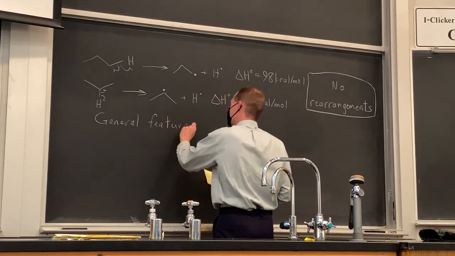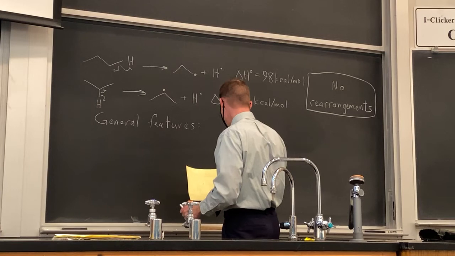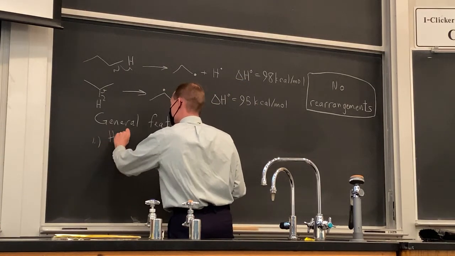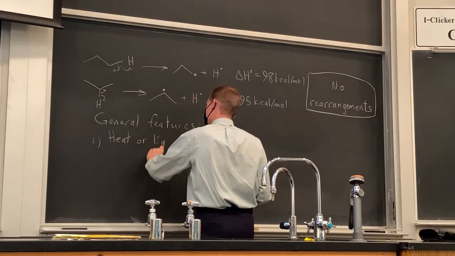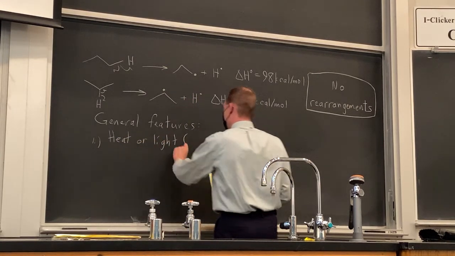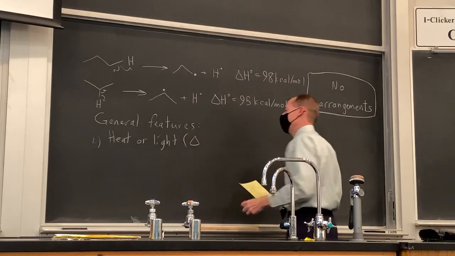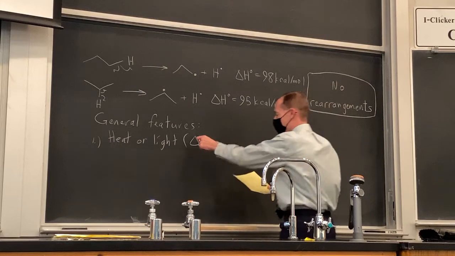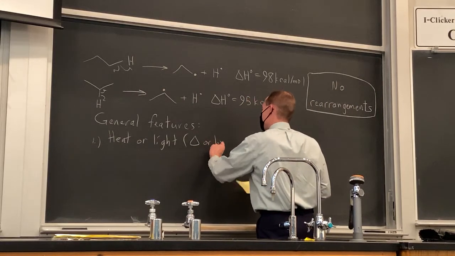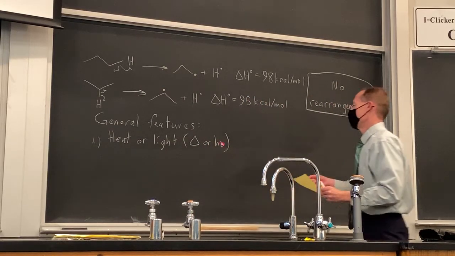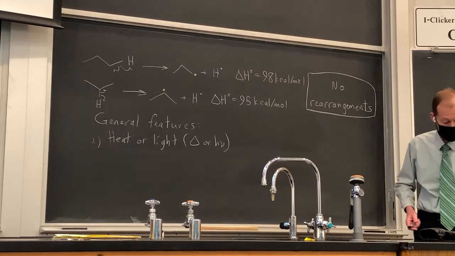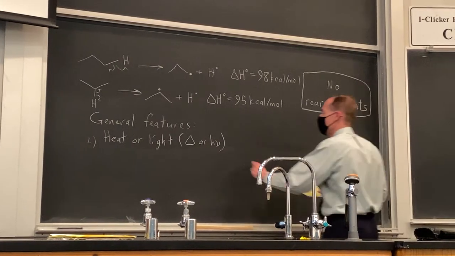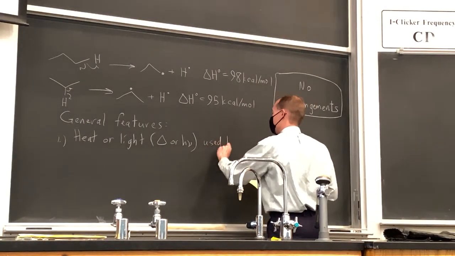The first one is that heat or light. We use a triangle, that's the Greek capital delta, and then light is h nu. This is the Greek letter nu. It sort of looks like a V, but it's not. So heat or light is used to form radicals.